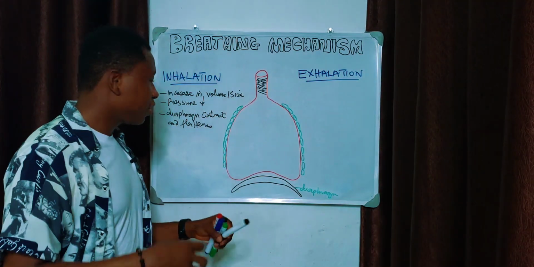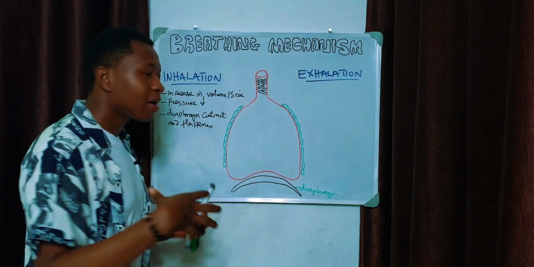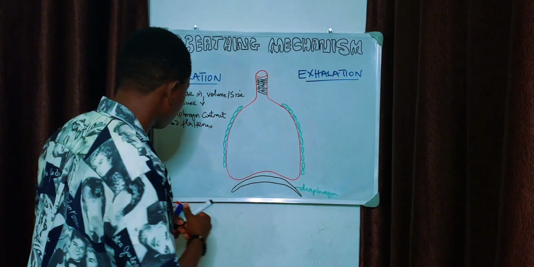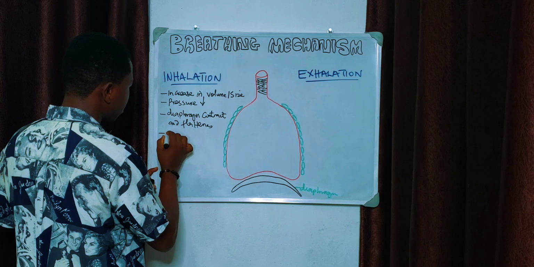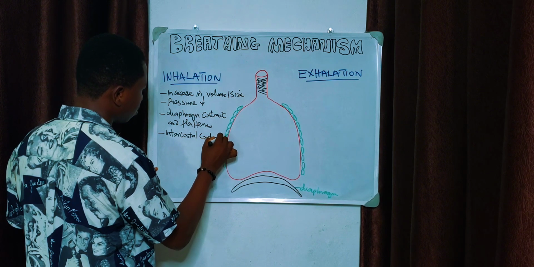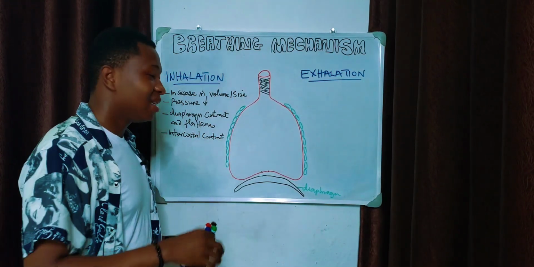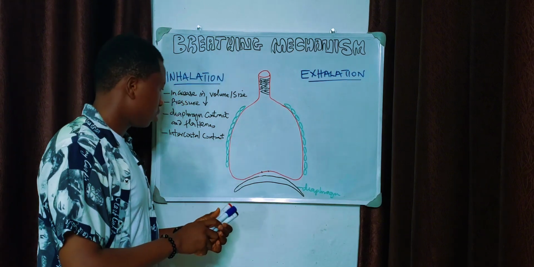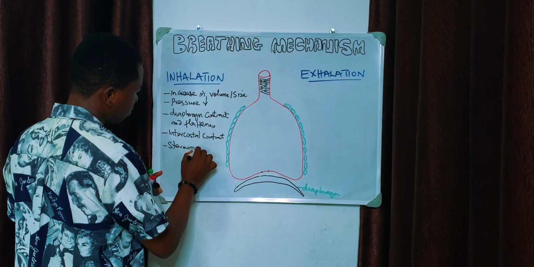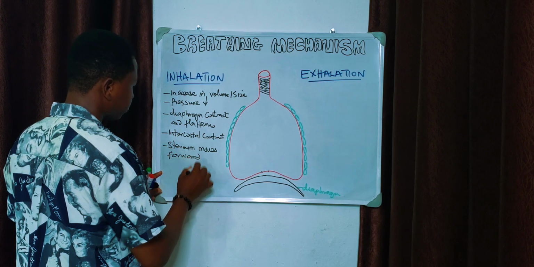And the next thing that happens after the contraction and flattening of the diaphragm is that the sternum, no, before the sternum, the intercostal muscles. Now this time it is the external intercostal muscles. The intercostal muscles also contract. Now, after the contraction of the intercostal muscles, the next thing that happens is that the sternum moves outward. So the sternum moves forward, so you can say outward.